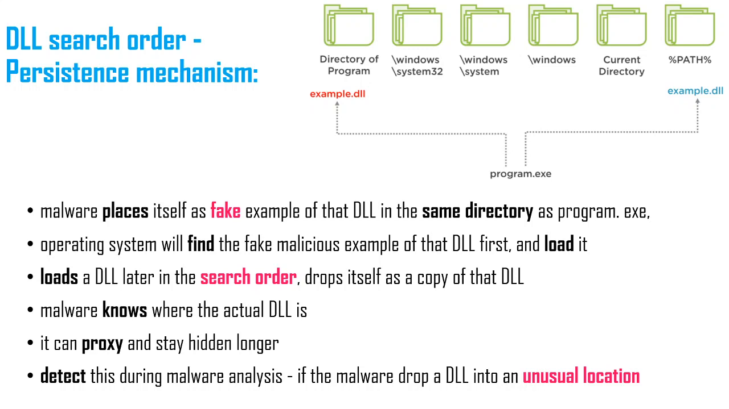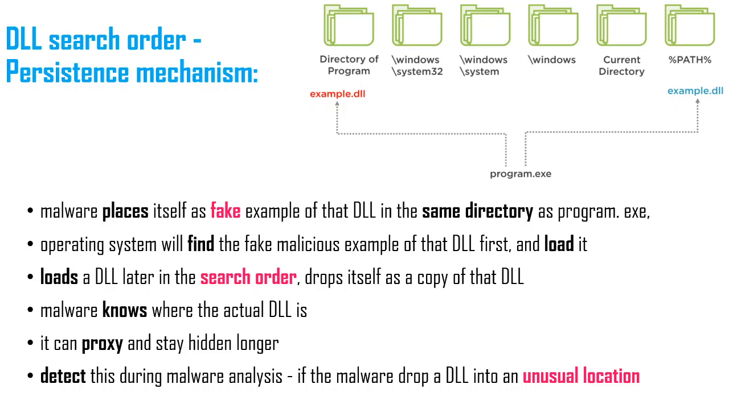So it loads a DLL later in the search order. It drops itself as a copy of that DLL. So the malware knows where the fake DLL is, and it can proxy and stay hidden longer. It will be persistent. Got the point, right? So program.exe needs an example.dll.